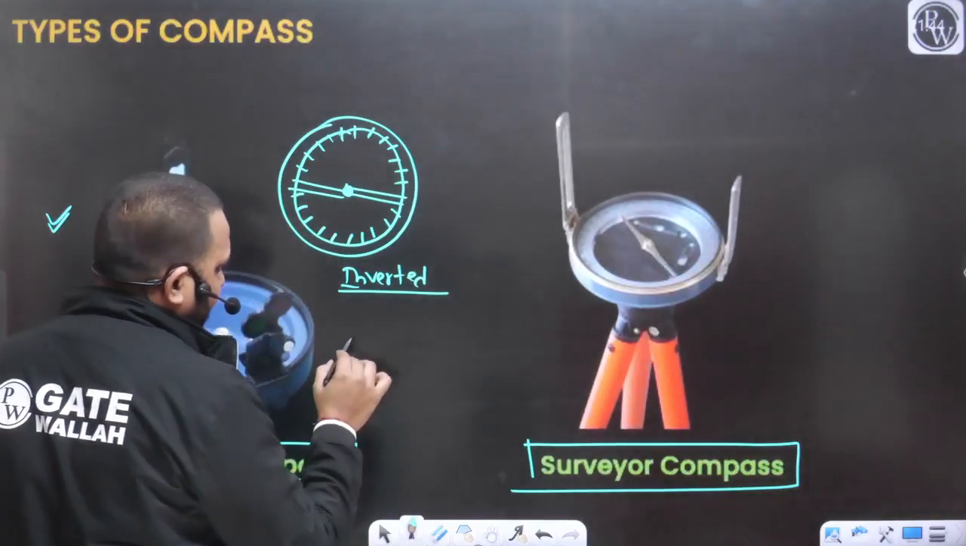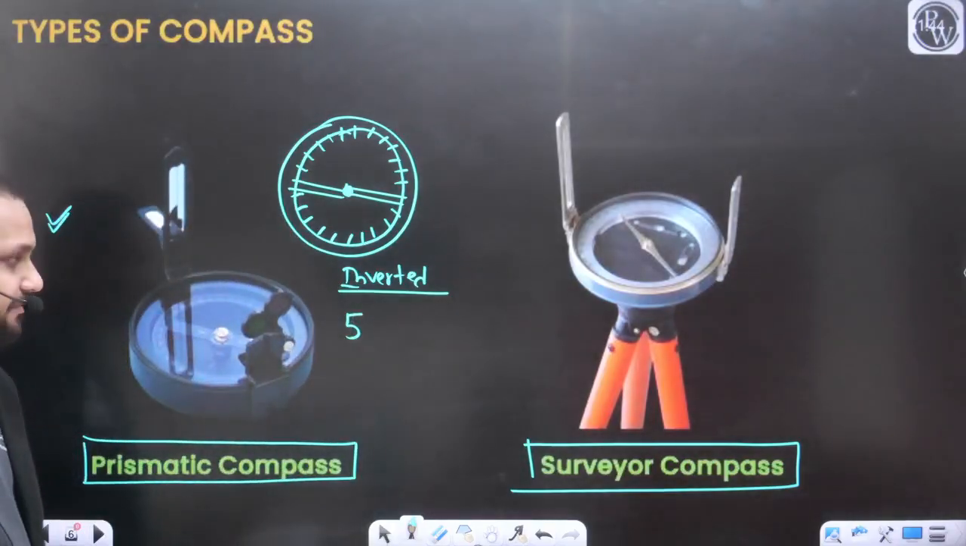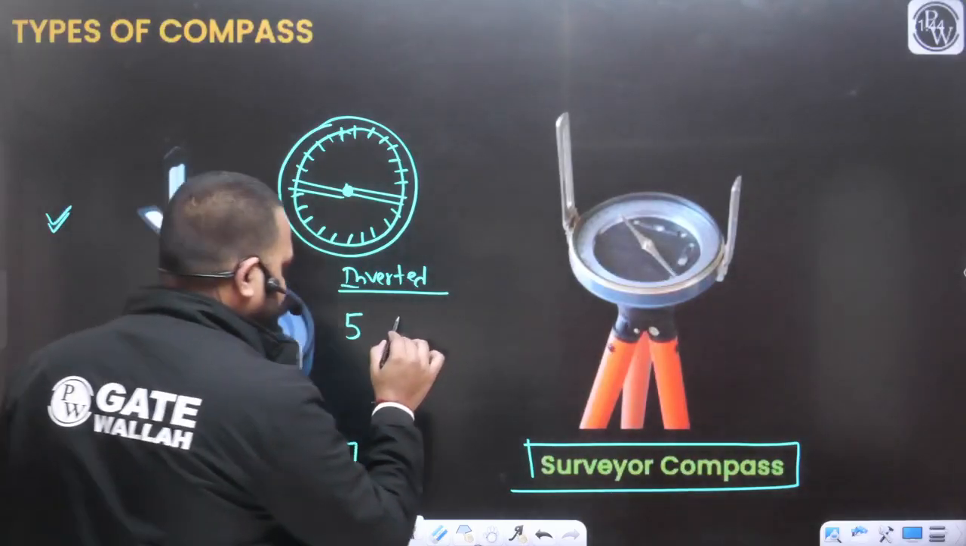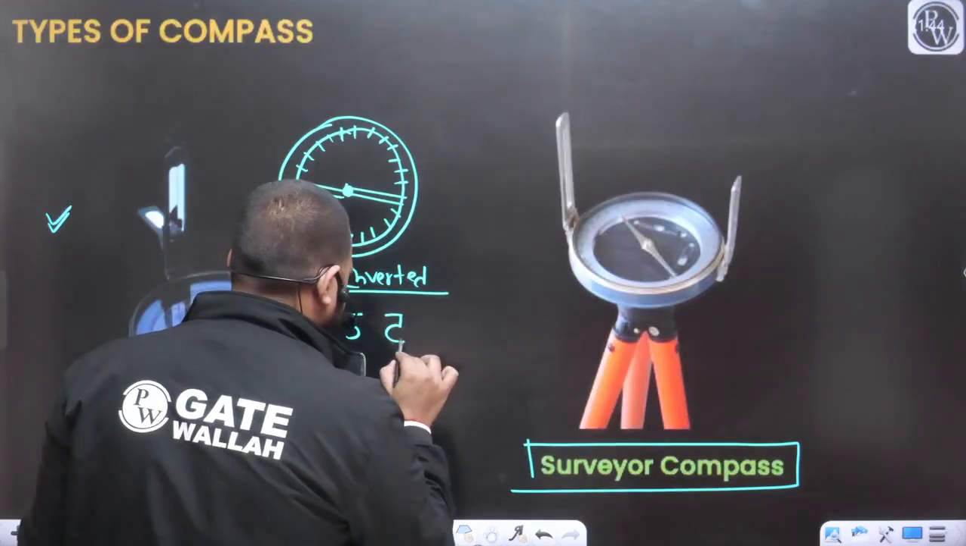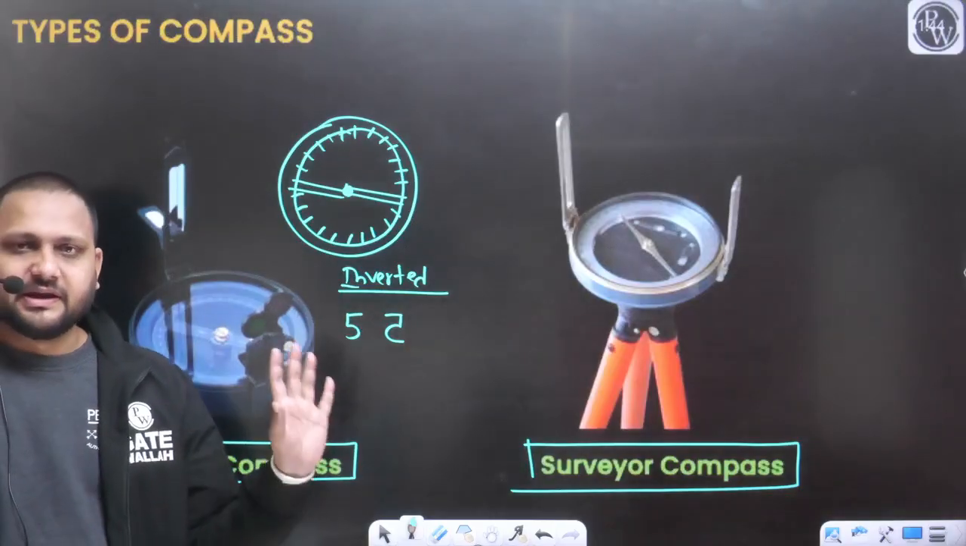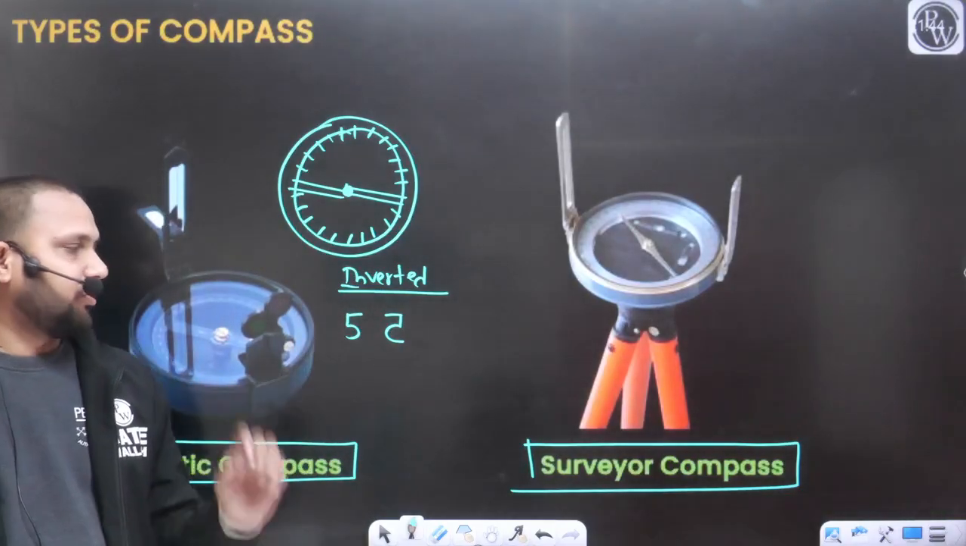For example, in general we write 5 like this, but when you see the prismatic compass, the graduation will be something like this. 5 will be written like this, in an inverted shape. The markings are grouped inverted in the case of the prismatic compass.